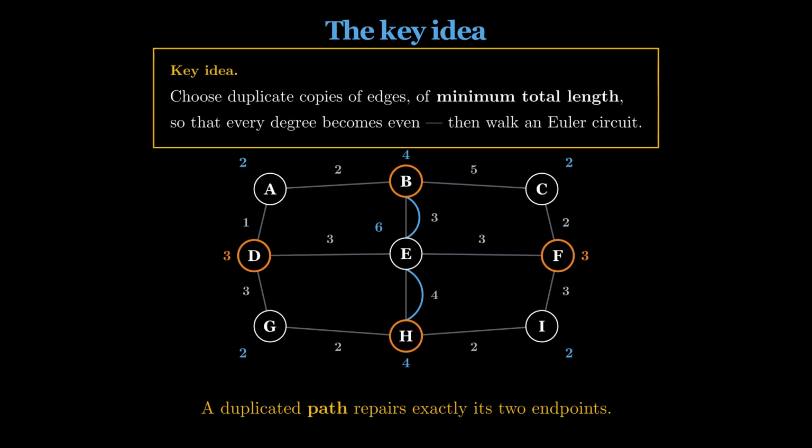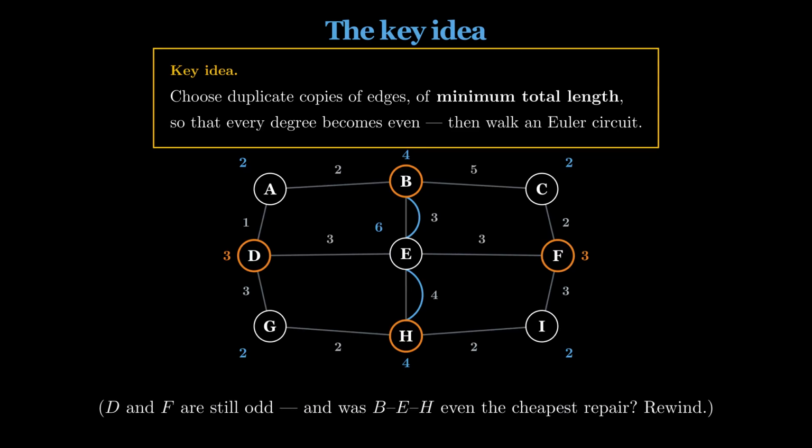That turns the whole problem into a clean question. Choose duplicate copies of minimum total length so that every degree becomes even. Then an Euler circuit of the doubled town is the postman's route. Of course, D and F are still odd, and we never checked whether this repair was the cheapest one.